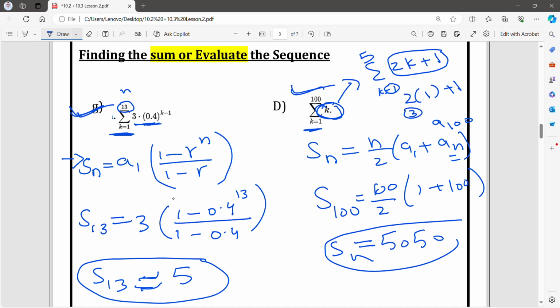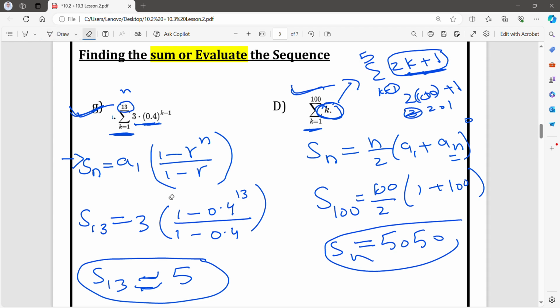Then you calculate: 2 times 1 plus 1 is 3, so A1 is 3. If you need A100, then k will be 100, and then you calculate, it will be 201. Whatever the expression is, you have to replace the k value. If you are finding A1, use the first k value. If you are finding the last term, use the last k value. Just replace in this expression and you will get A1 and A100.